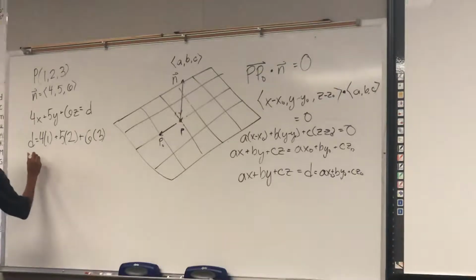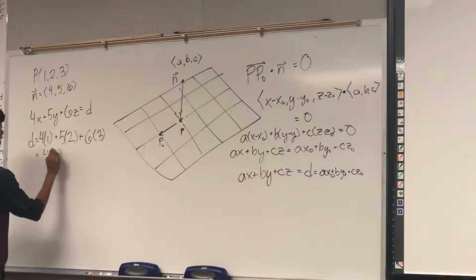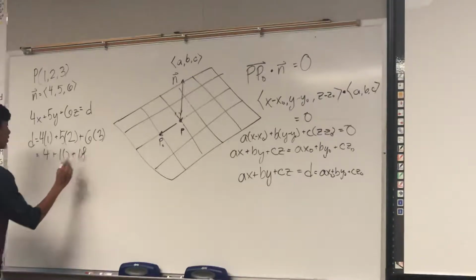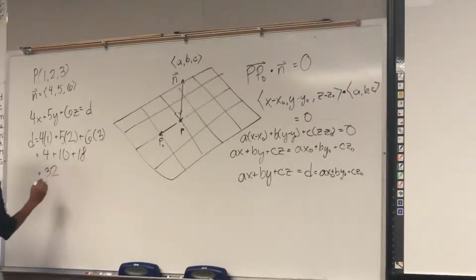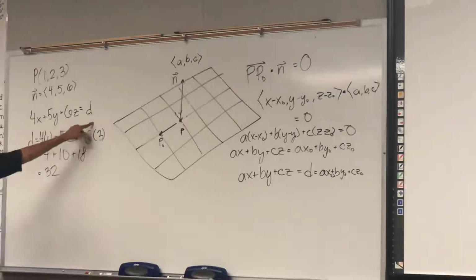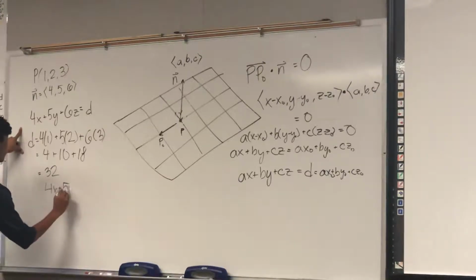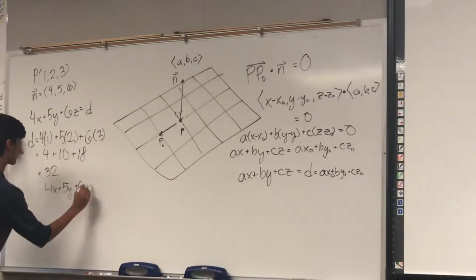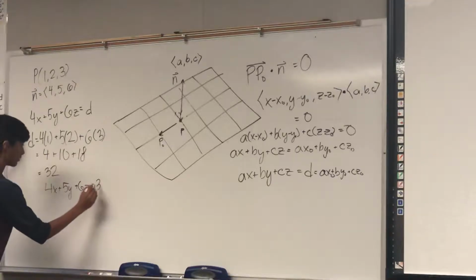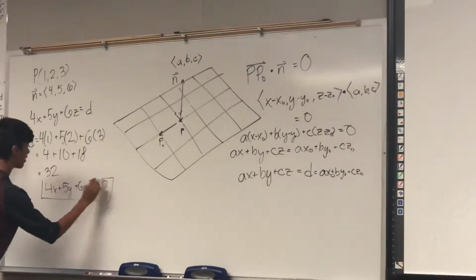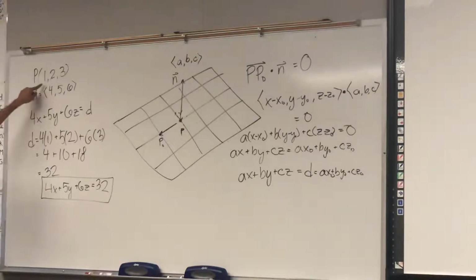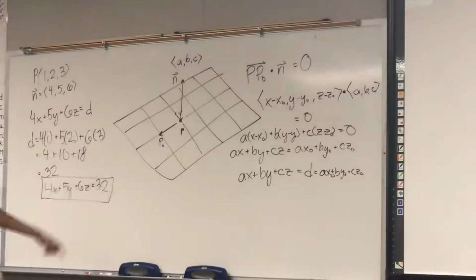And what is 4 plus 10 plus 18? 32. So if that's D, and this is equal to D, we could say that as a result, 4x plus 5y plus 6z is equal to D, or 32. And that is an equation of the plane with the point P 1, 2, 3, and a normal vector 4, 5, 6. So if 32 is kind of like the intercept, what exactly is the intercept?